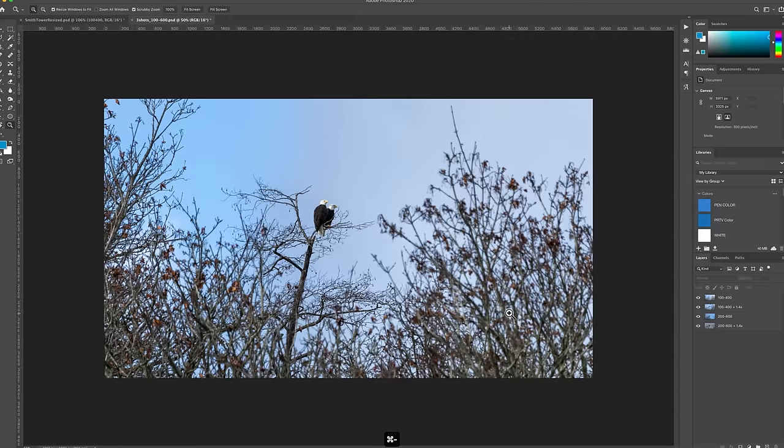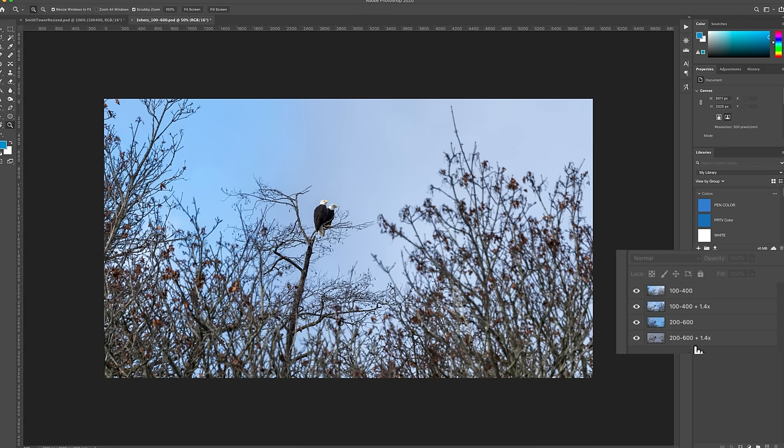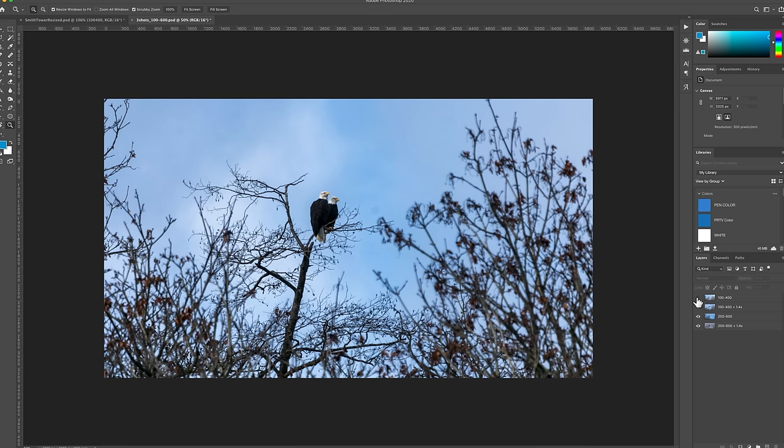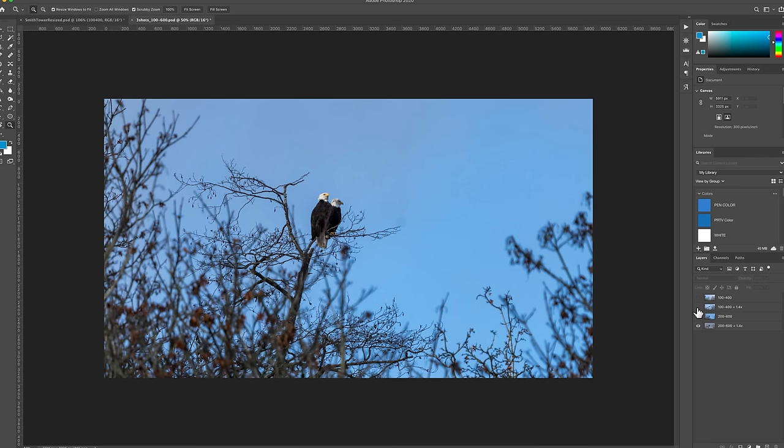And what I've done is I've layered the images, starting with the 100 to 400, all the way up to the 200 to 600 with 1.4 teleconverter. You can see them labeled down here on the right-hand side. This gives us a really nice sense of the difference in zoom that you'll see with each of these. So here's a shot with just the 100 to 400. Here's a shot with the 100 to 400 and the 1.4 teleconverter. 200 to 600, and again, these are all at their longest focal length, so this is at 600.